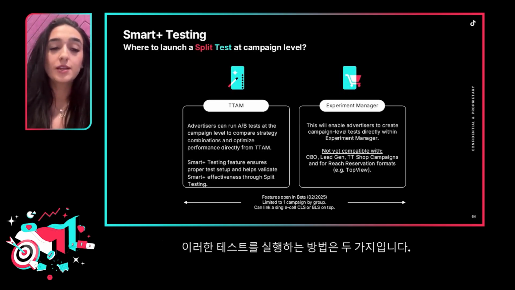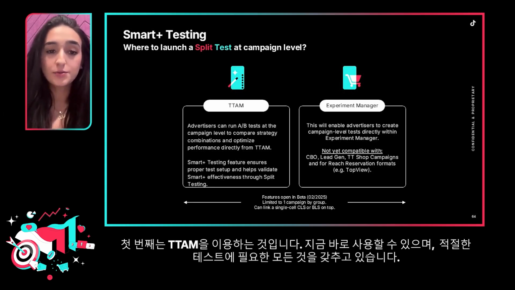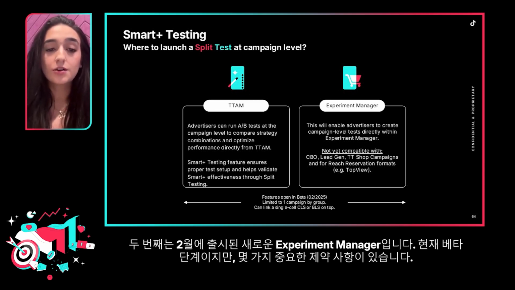You have 2 ways to run these tests. The first is through TikTok Ads Manager. This is ready to go right now and has everything built in already for proper testing. The second method is our new Experiment Manager, which launched in February this year. It's currently in beta, but there are some key limitations to keep in mind.